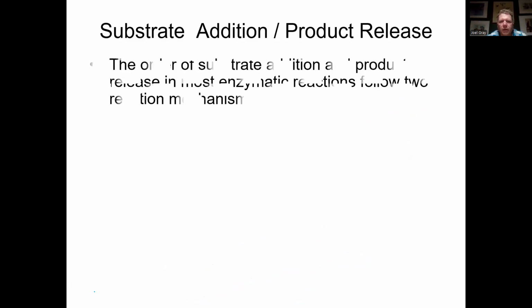That's where we were. Okay. Now, that brings us up to speed on Km, Vmax, and some of the nuances of Km and Vmax. Now for our binding patterns: substrate addition and product release.